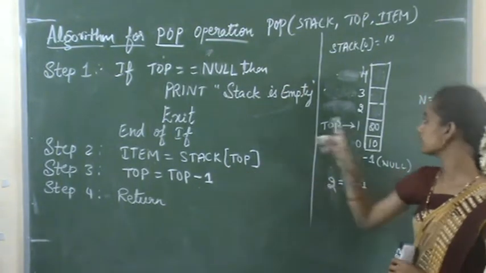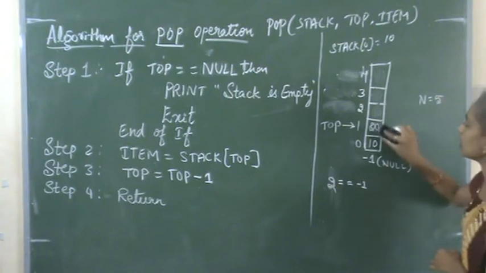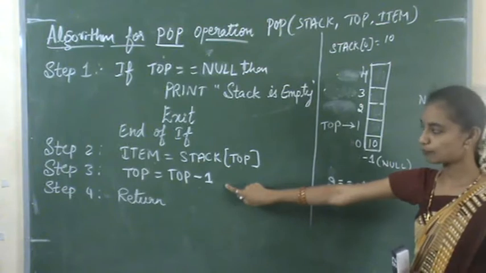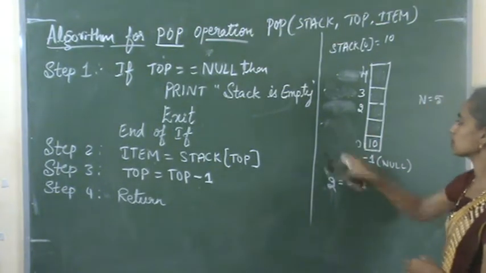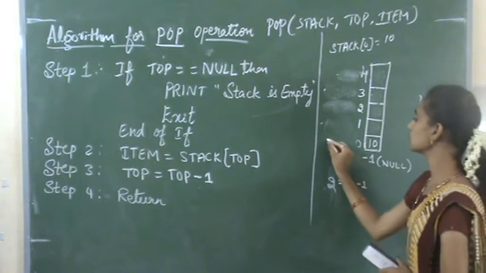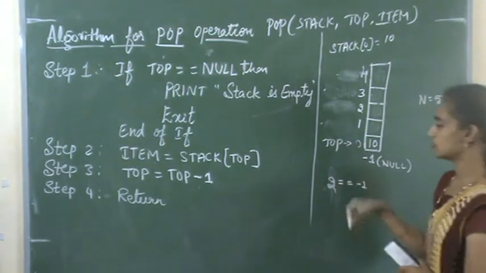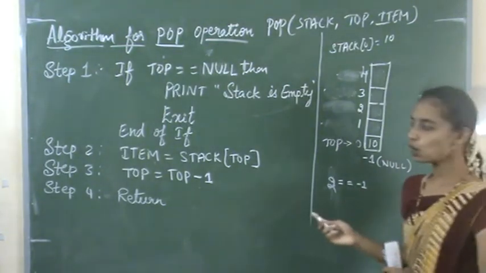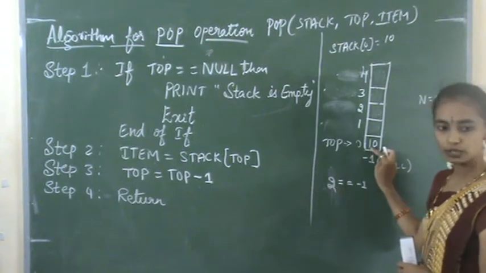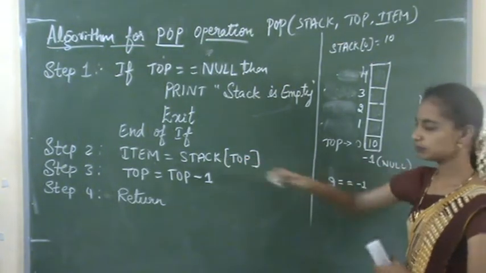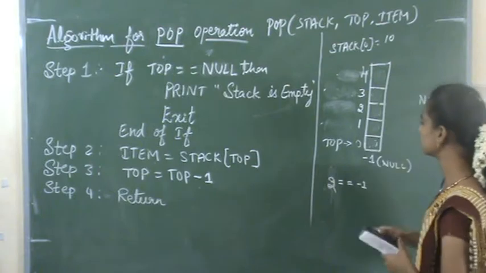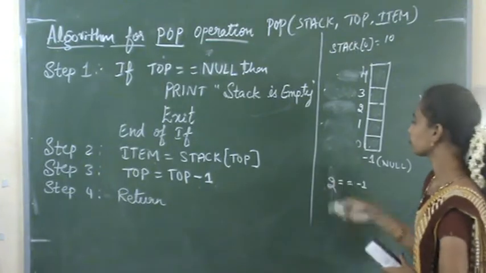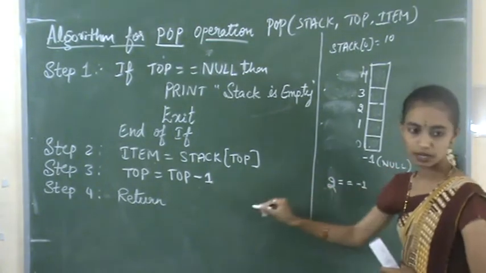The top of the stack is 20, so 20 is assigned to the item. Again it will decrement the top value, so now the top value becomes 1 minus 1, which is 0. Again it will check the condition whether 0 is equal to minus 1. No. So it comes here and the top element 10 will be assigned to the item, and the top value is decremented. Now the top value becomes 0 minus 1, which is minus 1.